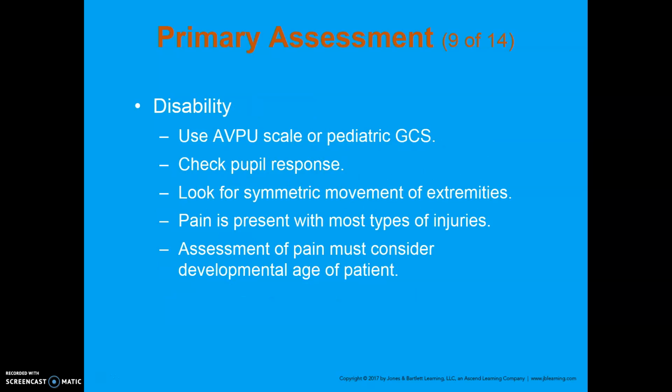Disability, use the AVPU scale or the pediatric Glasgow Coma scale to assess the level of consciousness. Check the responsiveness of the pupils. A normal pupil will constrict after a light stimulus. Pupillary response may be abnormal in the presence of drugs, ongoing seizures, hypoxia, or brain injury. Look for symmetric movement of the extremities.